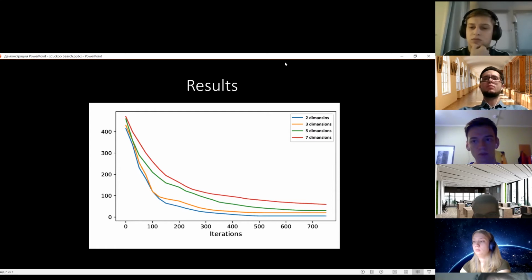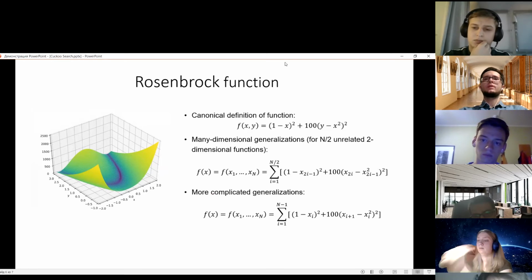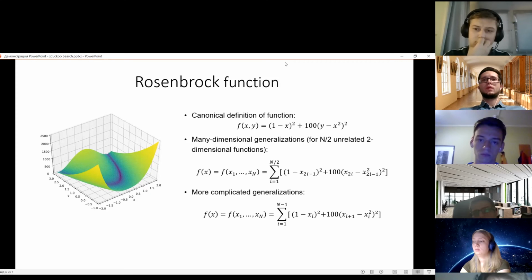The extremum of the Rosenbrock function is not changing. The global minimum, what you're searching for, is changing with the dimension of the problem, or it stays the same? It's the same. x is equal to 1, and f of x is equal to 0.